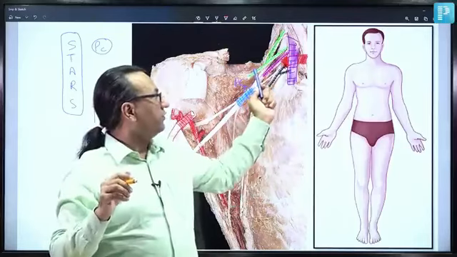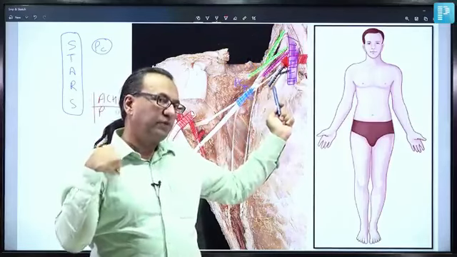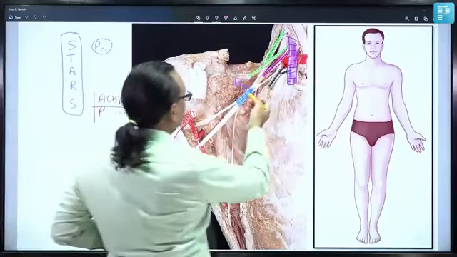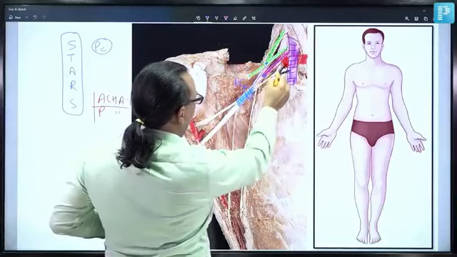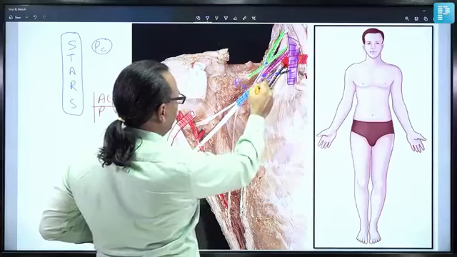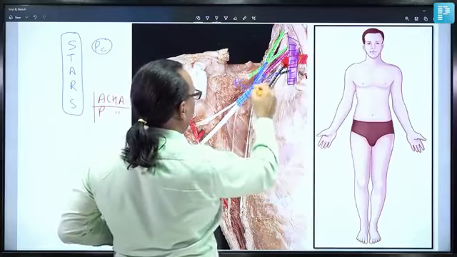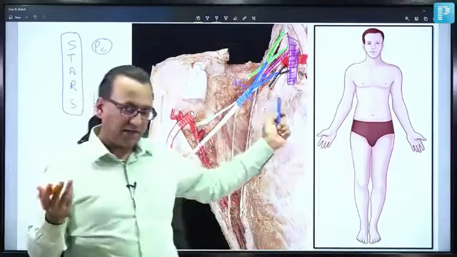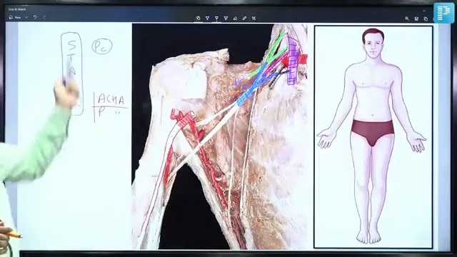So posterior divisions of upper trunk, middle trunk, lower trunk pass behind the bone clavicle, and then join to form posterior cord of brachial plexus. So posterior division of the upper trunk, posterior division of the middle trunk, and posterior division of the lower trunk have joined to form the posterior cord of brachial plexus. Posterior divisions pass behind the bone clavicle, which we have removed here for the sake of clarity. And then in the axilla you have posterior cord of brachial plexus, which is going to give us 5 branches.